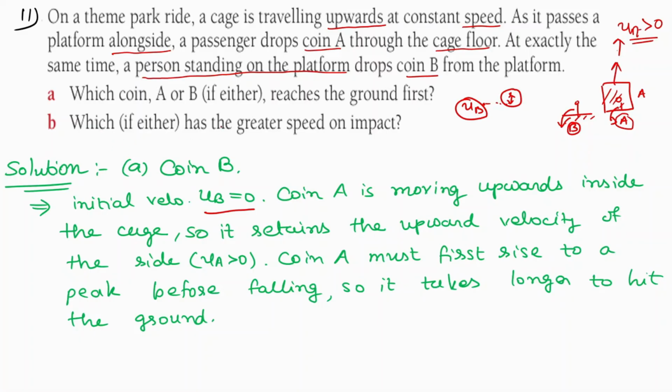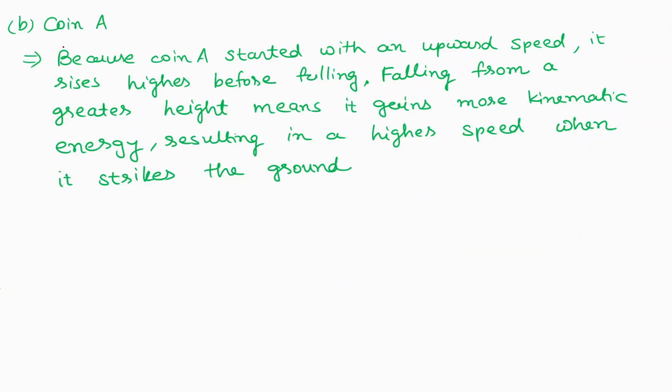Now question B says which has the greatest speed on impact on the ground. As I mentioned earlier, coin A has greater height than B. So coin A has more kinetic energy than coin B. That's why the speed of coin A is higher compared to B. So the impact on the ground is mainly due to coin A rather than B.